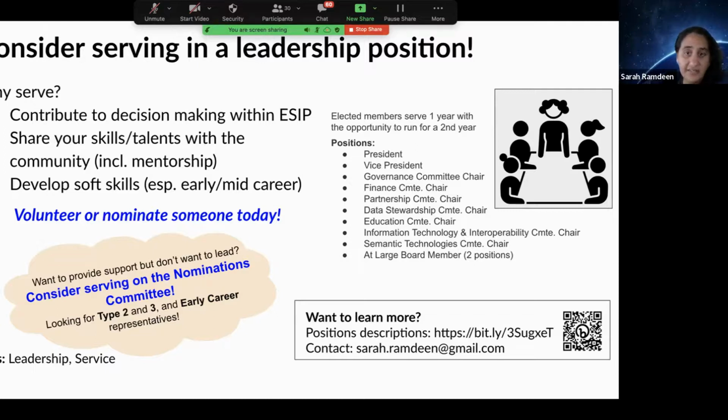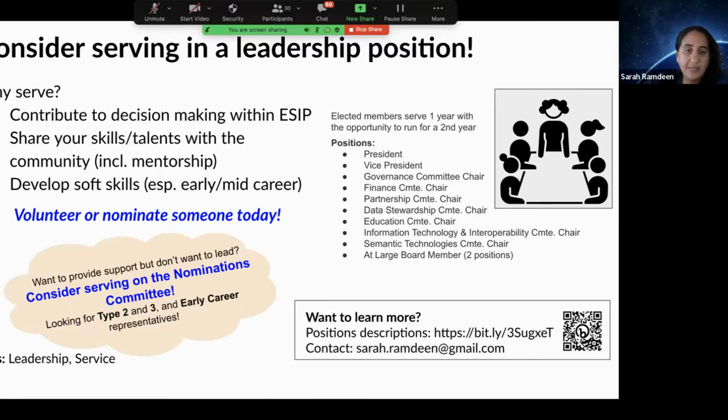So I'd like to invite any of you to consider either nominating someone or volunteering for a position. If you follow the QR code or the link at the bottom, you can see a description of each of those positions. And if you don't feel like you're ready yet to volunteer to be in one of these leadership positions, perhaps instead consider joining the nominations committee and helping to do that recruitment for those who might serve in these positions. And that is another way to give back that might be less of a commitment.